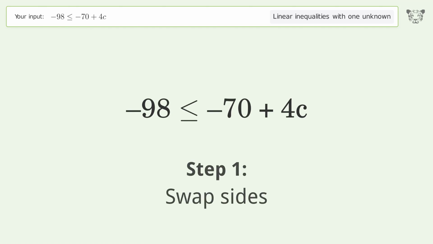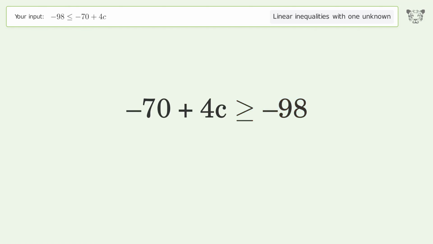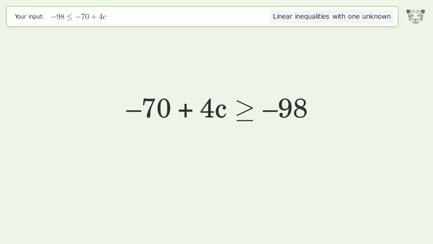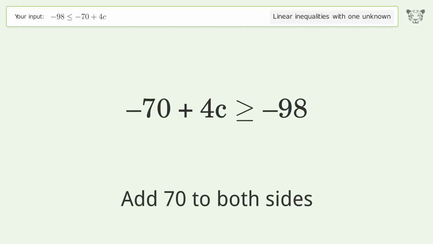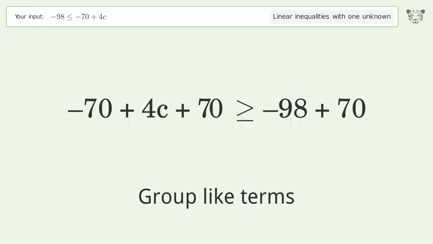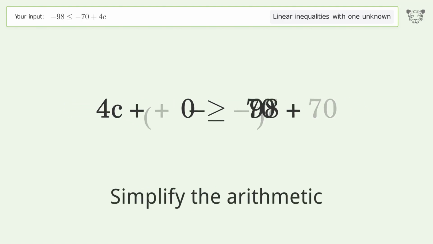Swap sides. Group all constants on the right side of the inequality. Add 70 to both sides. Group like terms. Simplify the arithmetic.